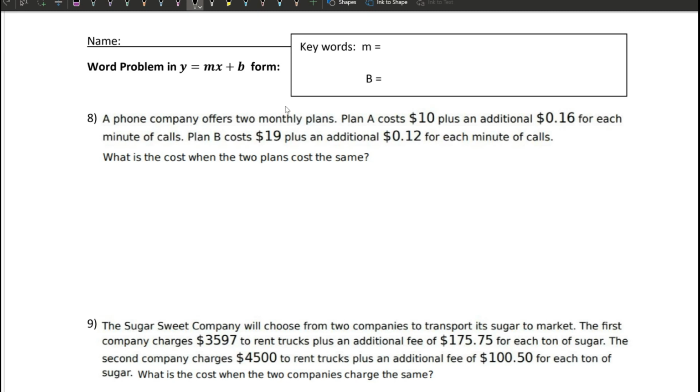Hello smart people, Mr. H here. This is the second part of Unit 2 IAB test, Analyze and Solve an Equation. Okay, we're on the back side of the first page.